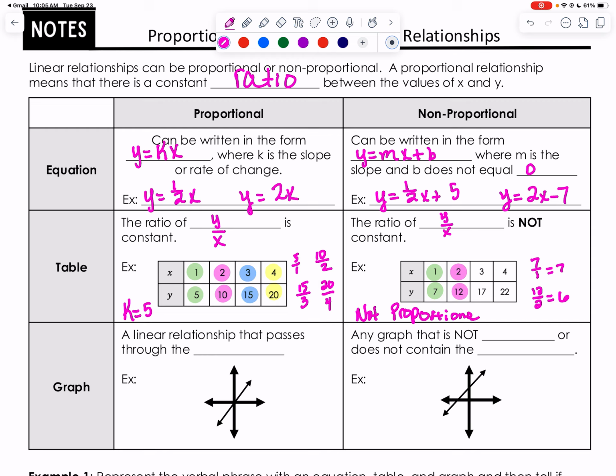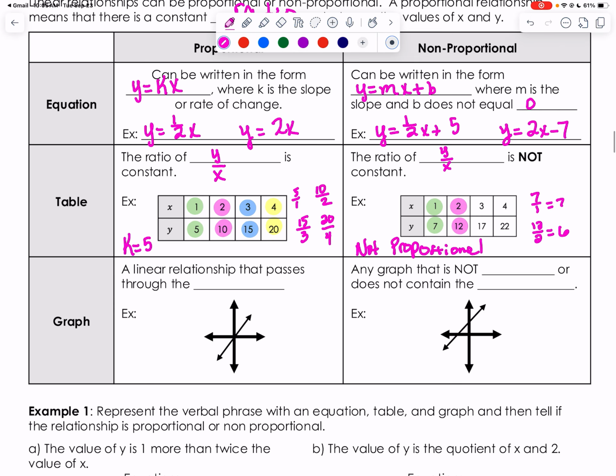All right. Now, in a graph, I think these are the easiest to tell if they're proportional or not. A linear relationship that passes through the origin, or 0, 0, is always proportional. Now, any graph that is not linear and does not contain the origin is not proportional. So this graph, as you can see, does not go through the point 0, 0, so it's not proportional.